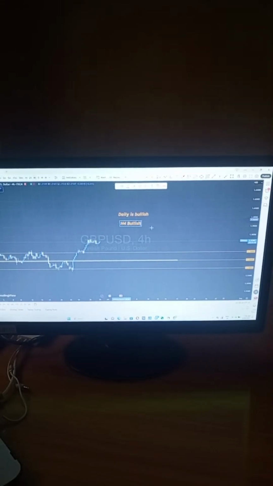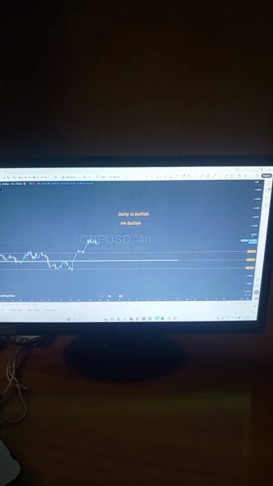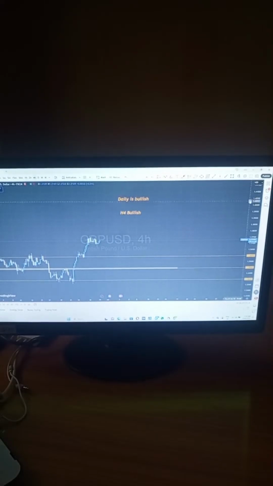So now that we are bullish on H4, I think we still have buys on our mind. The overall trend is still an uptrend. So if we have to follow the overall trend, we should be buying. Two time frames are in sync. Now let's go to the hourly.